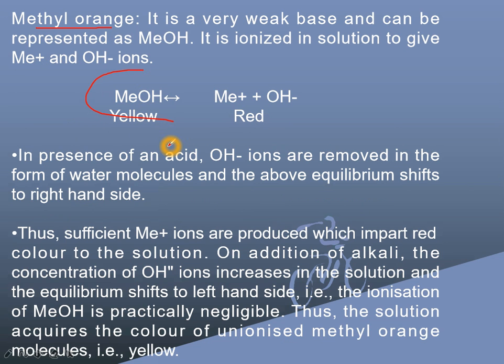In presence of an acid, the OH minus ions are removed in the form of water molecules and the above equilibrium shifts towards the right hand side. Thus sufficient Me plus ions are produced which imparts a red color to the solution. On addition of alkali, the concentration of OH minus increases in the solution and the equilibrium shifts towards the left hand side. This imparts yellow color since it is unionized.